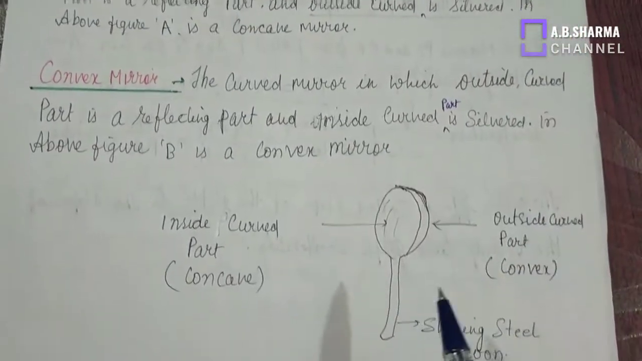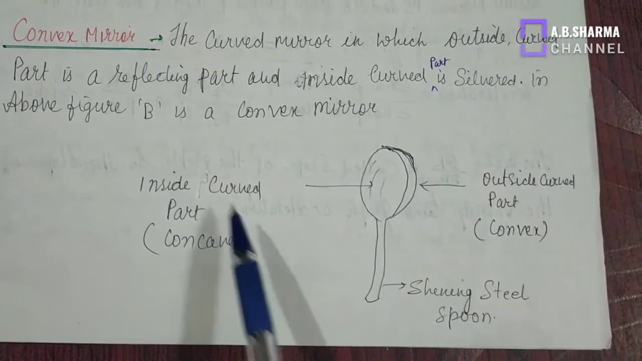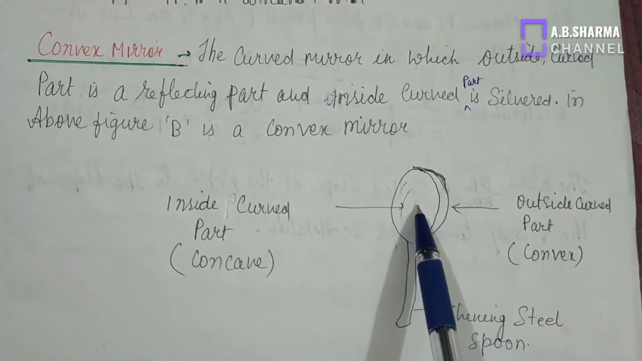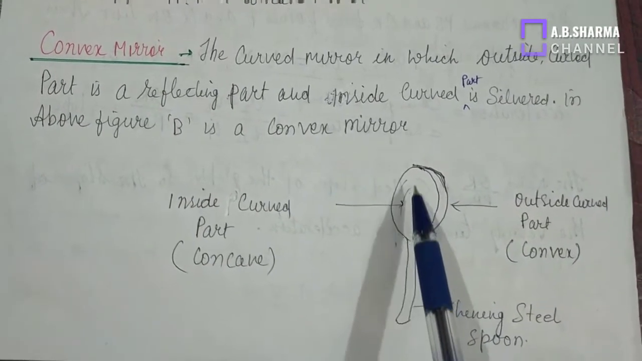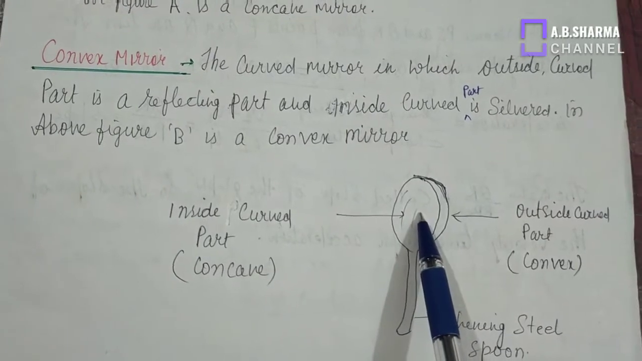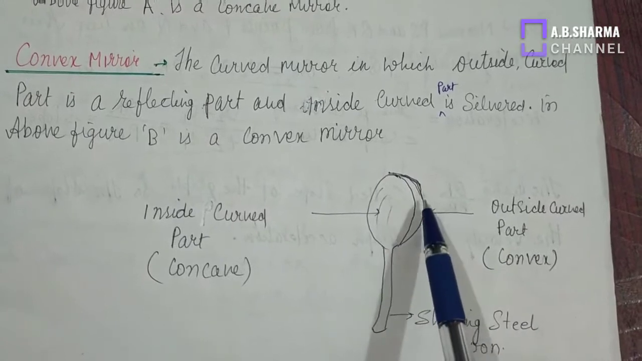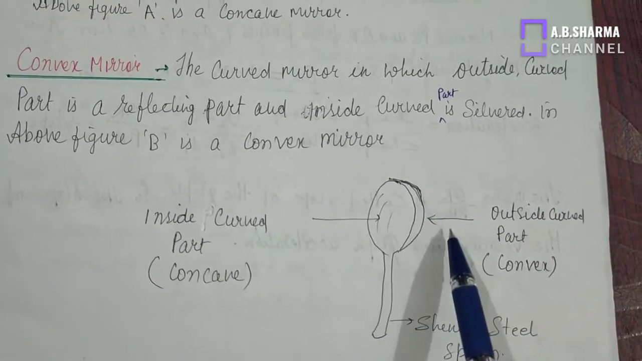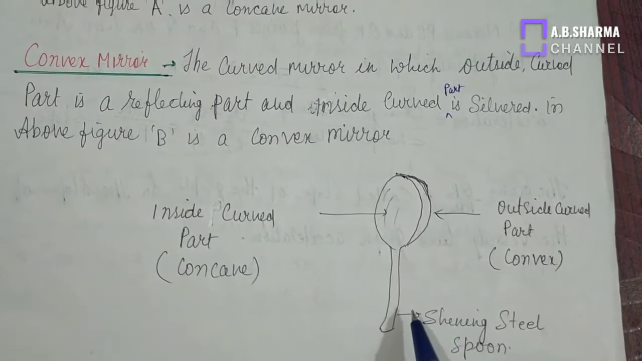Now take the analogy of the spoon. When you see your face from the inside, that is the front part, you will see that this is a concave part and you will see your image differently. And when you see your face in the other part, you will get a different image. So you can treat the spoon as a spherical mirror.